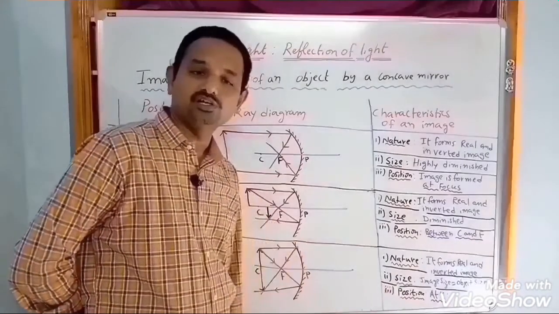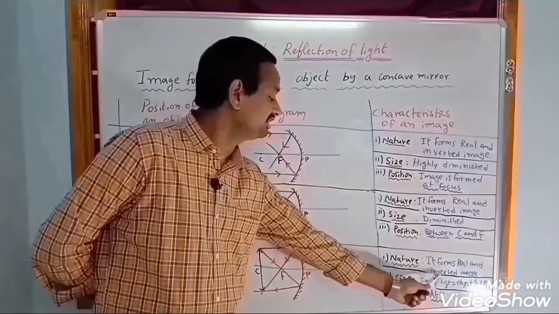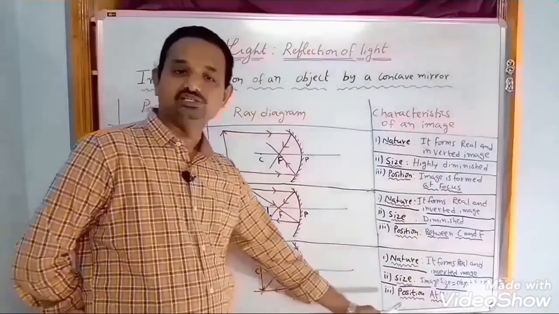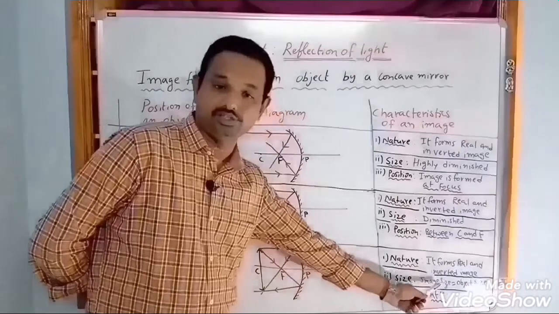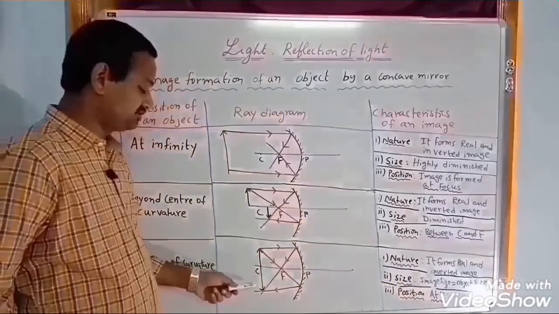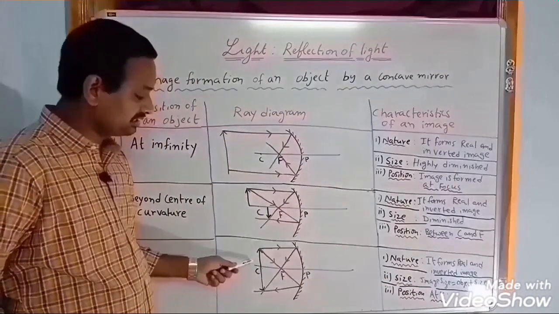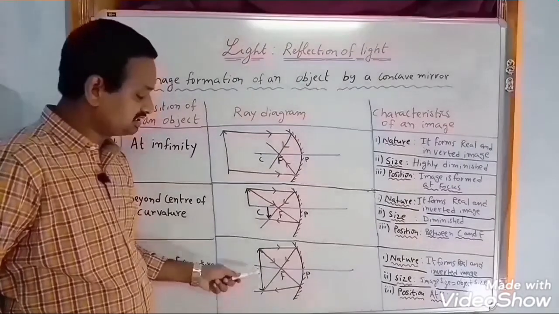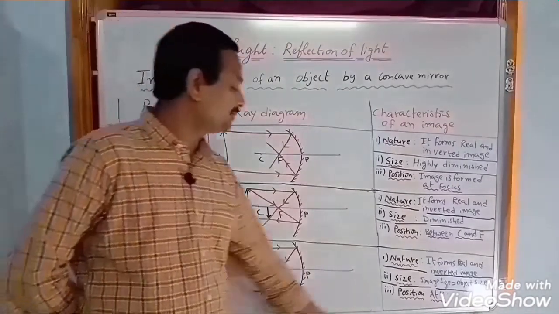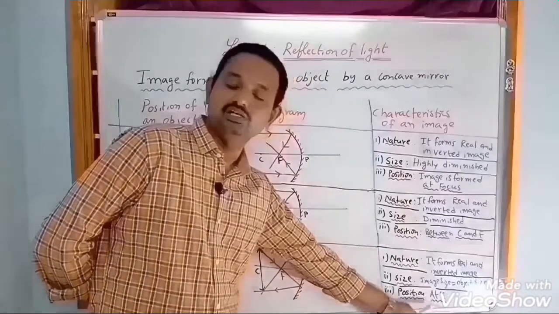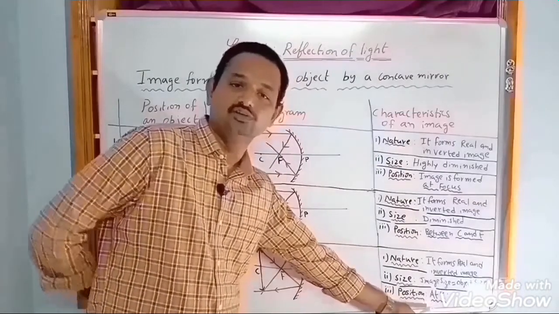Here the image is formed on a screen, so the image is real and inverted. What about its size? Here the image size is equal to the object size. Look here. The image is formed at C, and if you observe, the image size equals the object size. Where is the position of the image? The position of the image is at C, that means at the center of curvature.